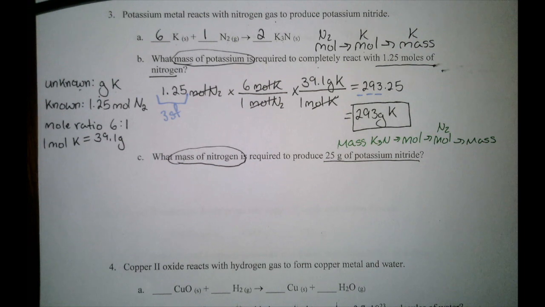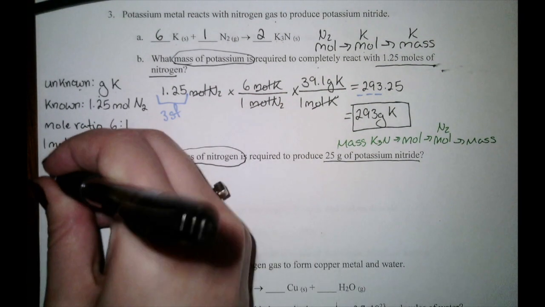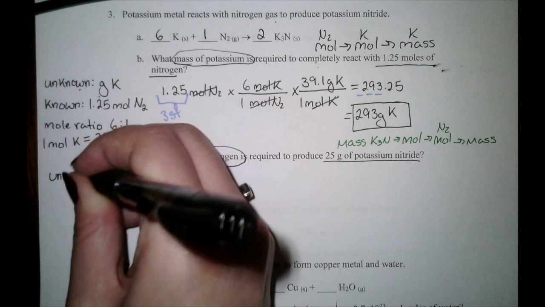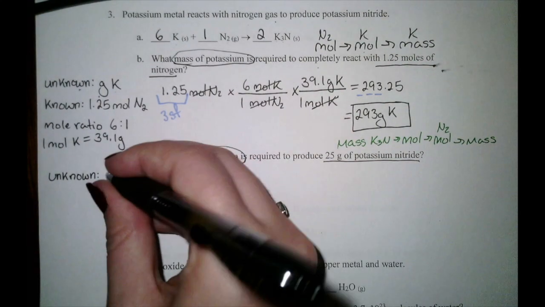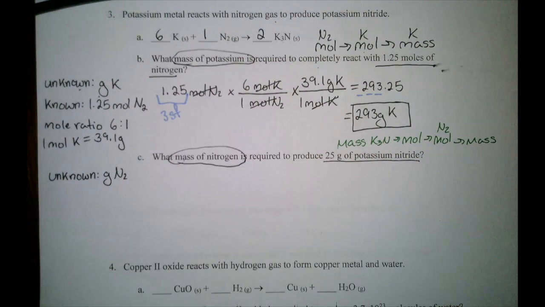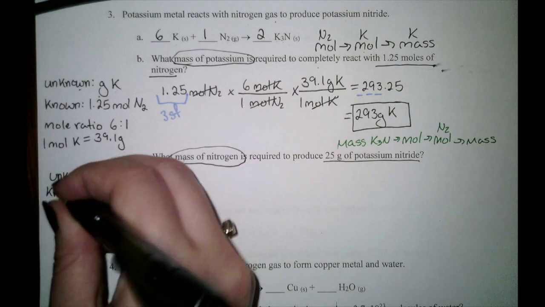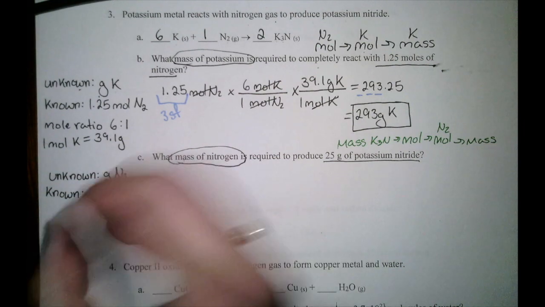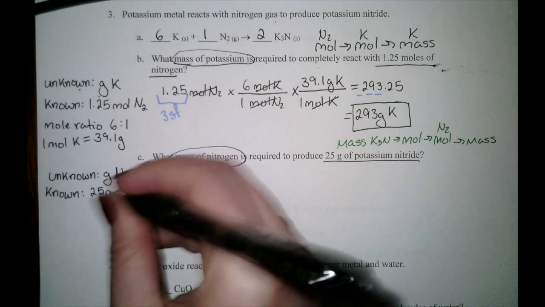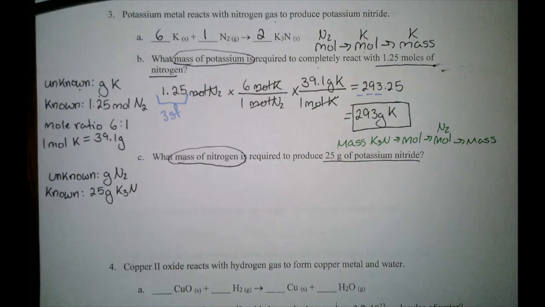So here we've got, we're adding one extra calculation. So we started with one conversion, we added on a second one, now we're up to 3 conversions here that we need to do. So let's again kind of sort out what our knowns and unknowns are. So first off, our unknown is our mass of nitrogen. So that's going to be grams of nitrogen gas. Some of our knowns. Well, first off, we are given that 25 grams of potassium nitride is being produced.